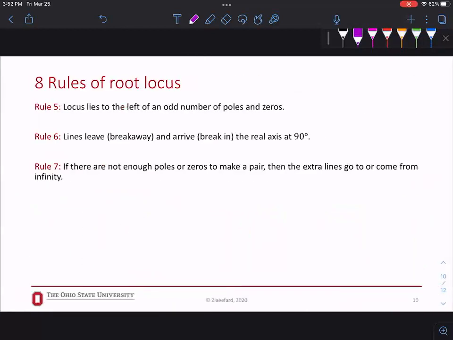The rule is that the lines, the loci, who's talking?